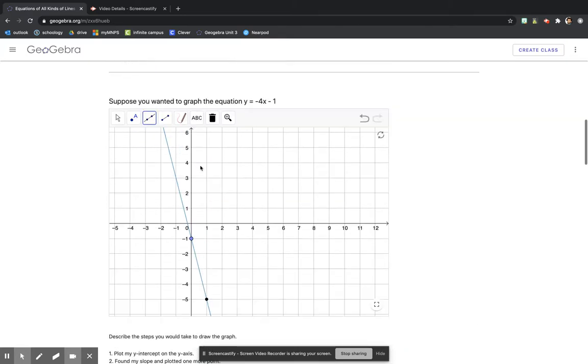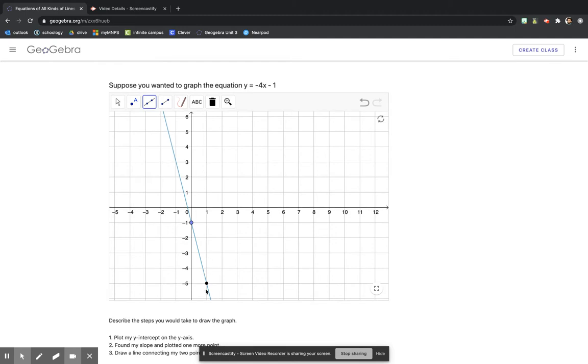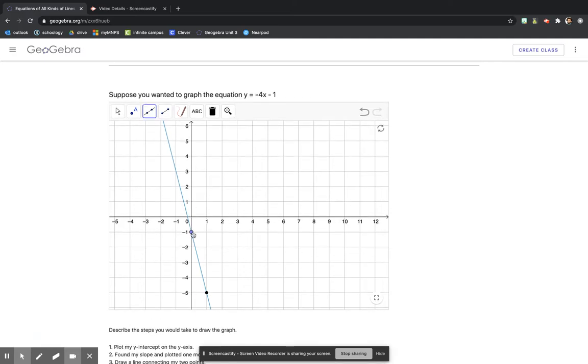So how can I check if this is correct? Well, the way I can check is I can plug in my numbers and see if they're right. So I can take right here an x value of 0 and a y value of negative 1. So I can plug in 0 for x. If I plug in 0 and I multiply negative 4 times 0, that's going to give me 0. Minus 1 is going to give me minus 1. I can plug in this value as well. When my x value is 1, I'll plug in a 1. 1 times negative 4 is negative 4, minus 1 is negative 5.